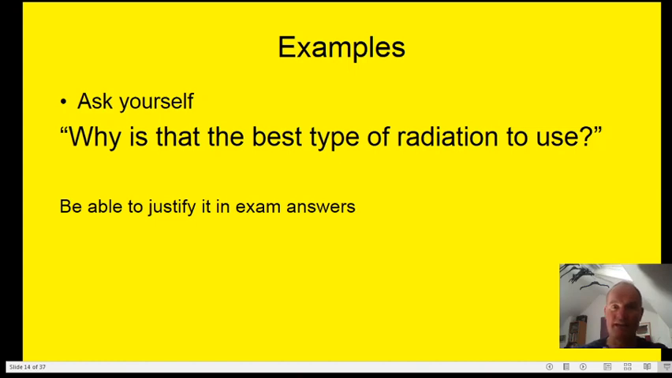As you go through this and think about it, you need to ask yourself, why is that the particular best type of radiation to use? Knowing the properties that we do for alpha, beta, gamma, why is it that particular type of radiation is appropriate in the use that it has? And obviously, if you ever get an answer on this that you have to write, you have to justify why. Why is that the one to use, as we saw with gamma for irradiation?